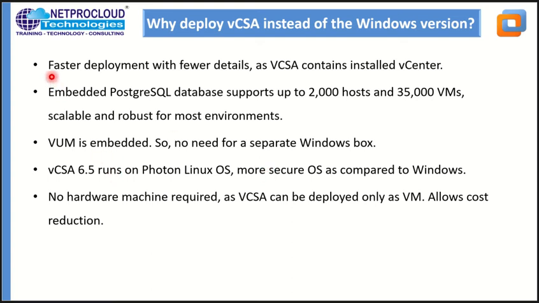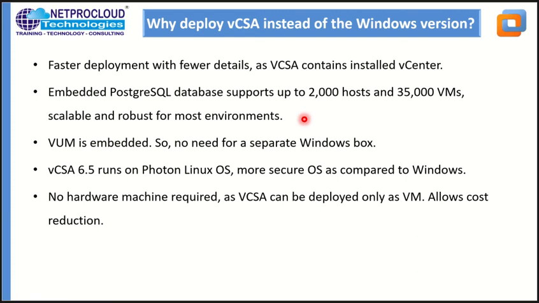The first one is faster deployment with fewer details. Since the VCSA contains the installed vCenter, it takes less deployment time and we have to provide fewer details. The PostgreSQL database is embedded in the VCSA and it supports up to 2000 hosts and 35,000 powered on VMs. So it is quite scalable and robust for most environments.